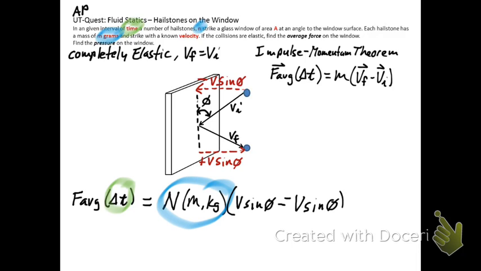Then I'm going to do my vector math with my velocities. I'm going to solve for my average force. My average force then divided by the area of the window then gives me my pressure, is what I'm looking for in pascals. Again, it's very important that we understand how this pressure is developed from the striking of objects on an area. This is going to be a very, very important concept, and it's important that we understand it.